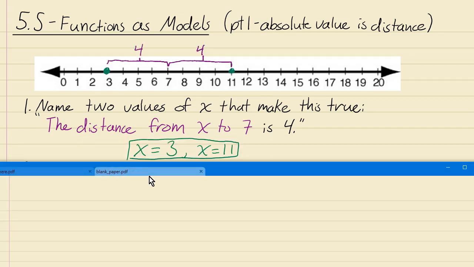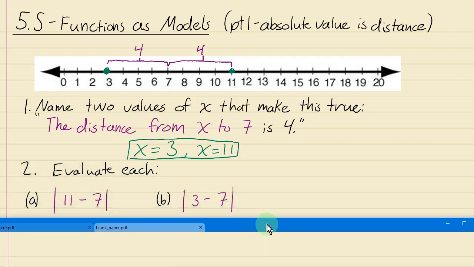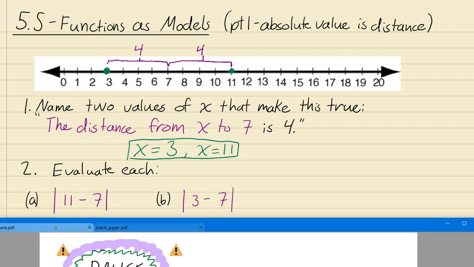Okay, so we got x equals 3, x equals 11. Those are the 2 points that are 4 units away from 7 on the number line. So you can go in either direction, whether you're going to the left or to the right, it's still a distance of 4 units. Okay, so now let's see what that has to do with absolute value. Here's another quick exercise for you to do. Just evaluate each of these two expressions, the absolute value of 11 minus 7 and the absolute value of 3 minus 7. And you can pause it for a moment.